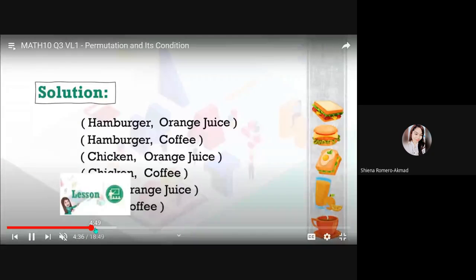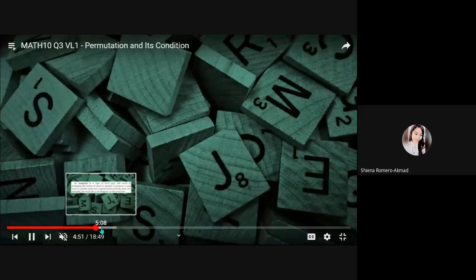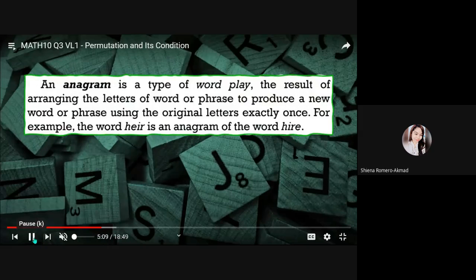Okay, so let us proceed now to the lesson. In our lesson, I have here a trivia. Do you know what an anagram is? Or are you familiar with an anagram? So if not, I have here the definition. And this is the definition of an anagram. An anagram is a type of wordplay, the result of arranging the letters of the word or phrase to produce a new word or phrase using the original letters exactly once. Like for example, the word ear is an anagram of the word hire.